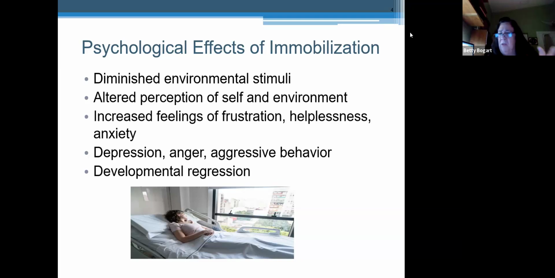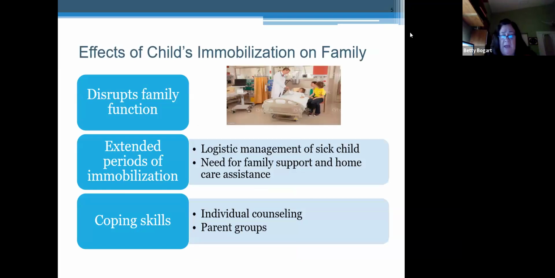If you had to be stuck in a room, immobilized, can't move by yourself for long periods of time, you would feel the same way. Now think about the family on the other end. They're feeling the same. So again, having support for the family and this child during these extended periods of immobilization is very, very important.